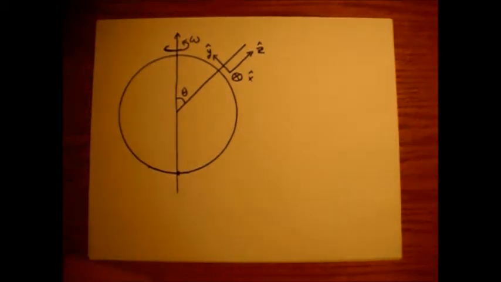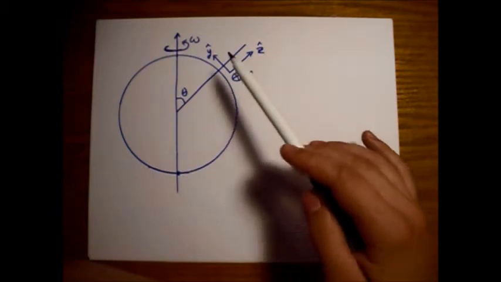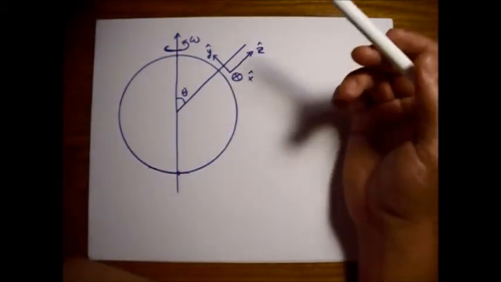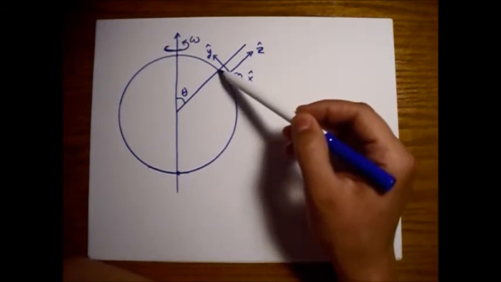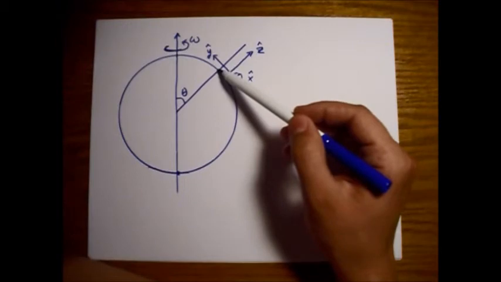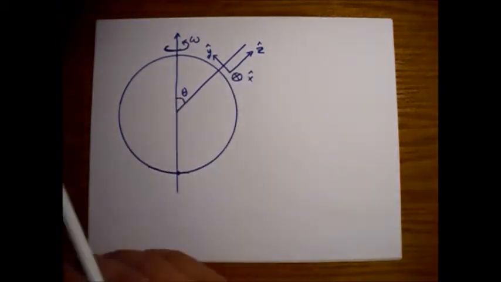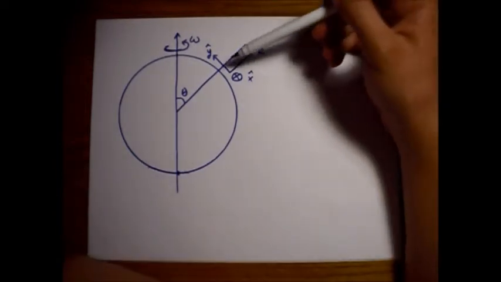Alright, so we're going to look at the motion of a projectile on, say, the Earth, a rotating sphere like this, and we're going to be located at some position on the Earth's surface out here at some co-latitude of theta.